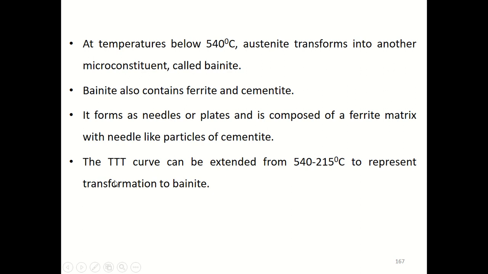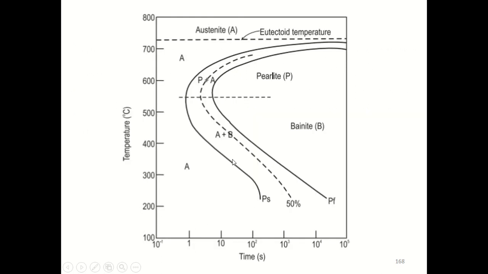So if you look at the TTT curve, it can be extended from 540 to 215 degrees to represent the transformation to bainite. That is what is shown here, the 540 to 215. So this shows the transformation. Look at this curve. Let us say this dashed line represents 540 degrees Celsius, above which you can see only pearlite exists, and below which you can see that only bainite exists.